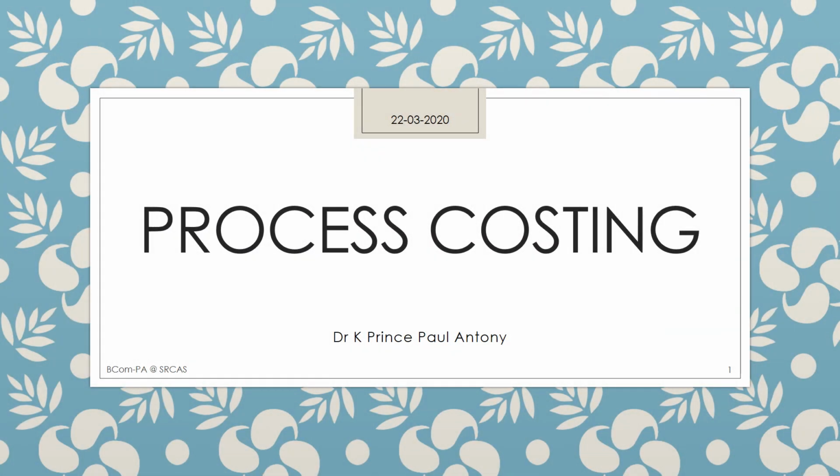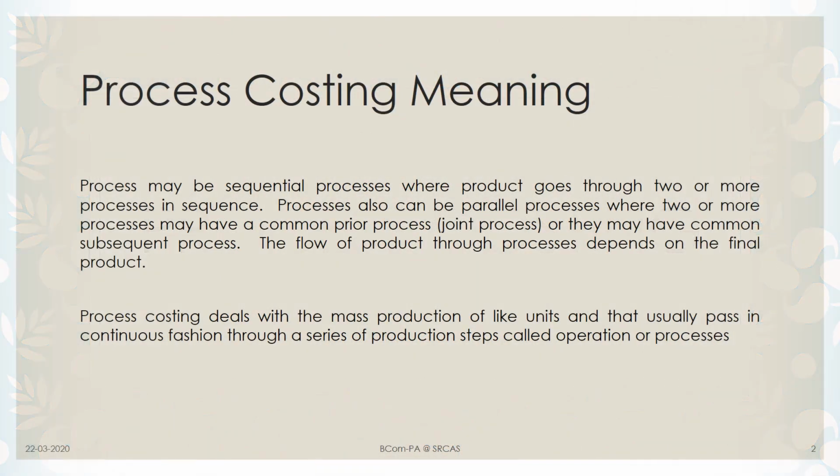Process costing. This is your fourth unit. Process costing is a continuous and sequential process. In certain production industries, there will be many processes in manufacturing. The output of the first process will be the raw material for the second process, and the output of the second process will be the raw material for the third process. The number of processes in an industry depends on the finished goods.